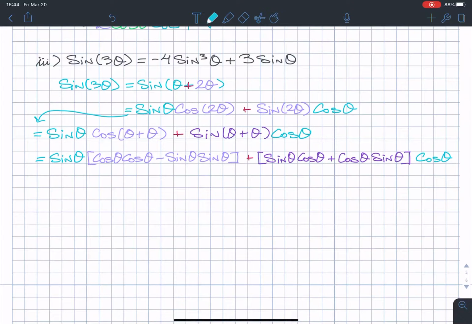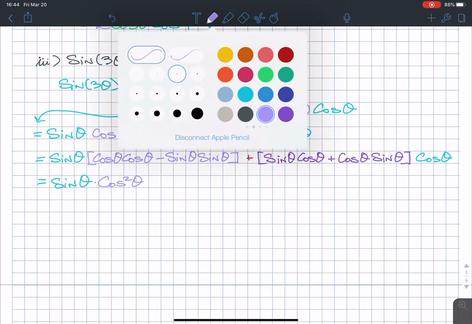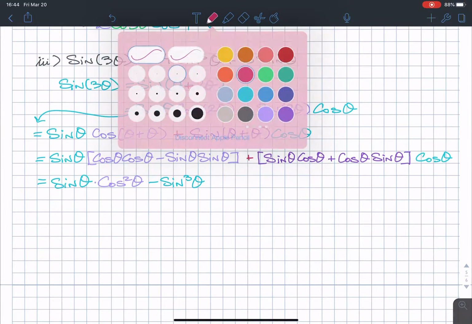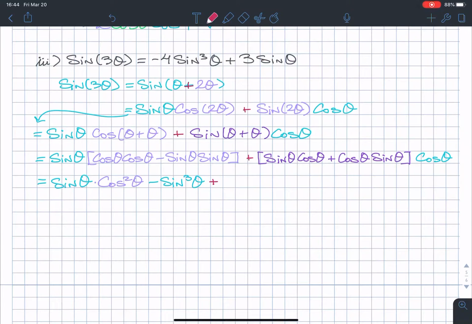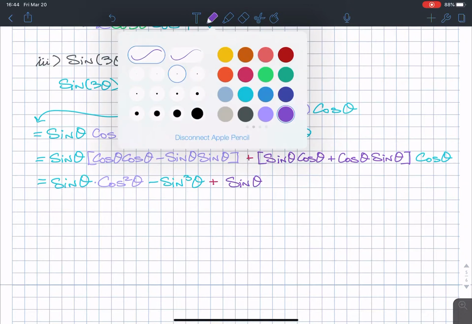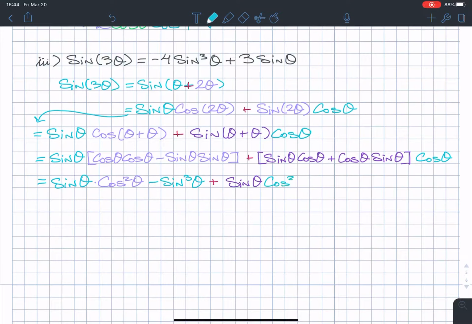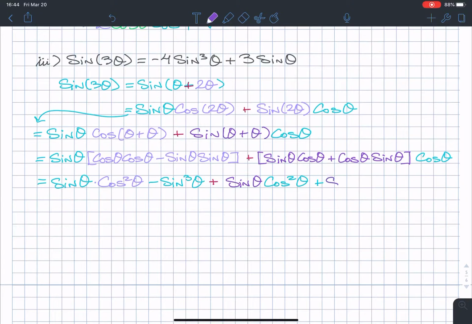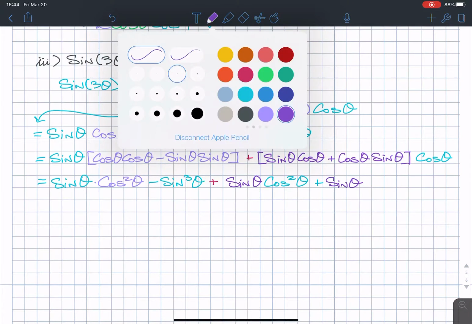Okay, so now let's distribute. I will have sine theta times what amounts to cosine squared theta minus sine cubed theta, plus, distributing the final cosine to the second parenthetical, it looks like I'm going to have sine theta times cosine squared theta plus, looks like I have sine theta times cosine squared theta.